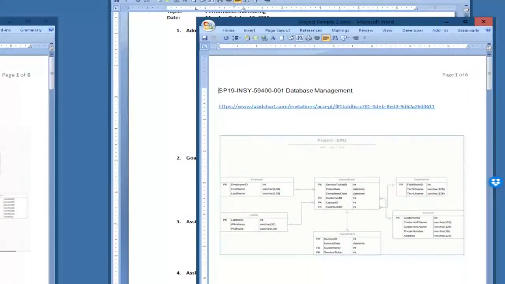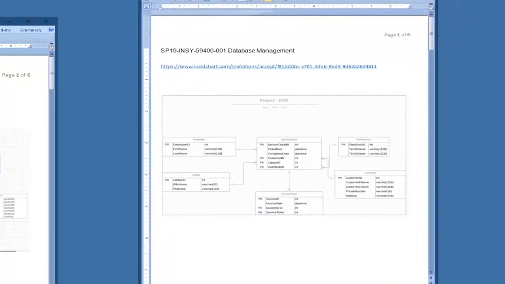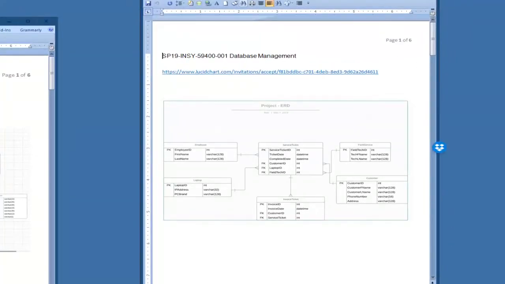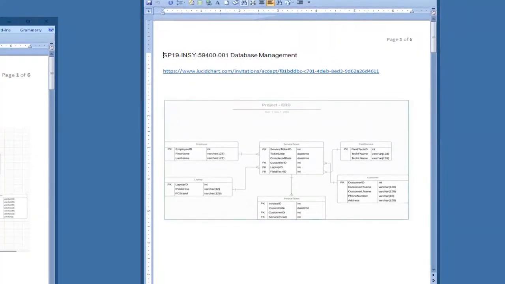So let me get rid of this one first. So here is a sample submission that you can look at. This is a link that is shared with me from Lucidchart, which would be very helpful for me to go in and look at them. So if you can do that, be sure to create your Lucidchart and then share it with me, since you know my email address, and just put that link in there so that I know I can go check.